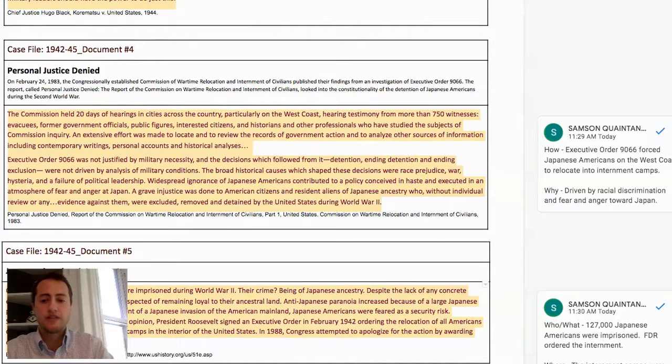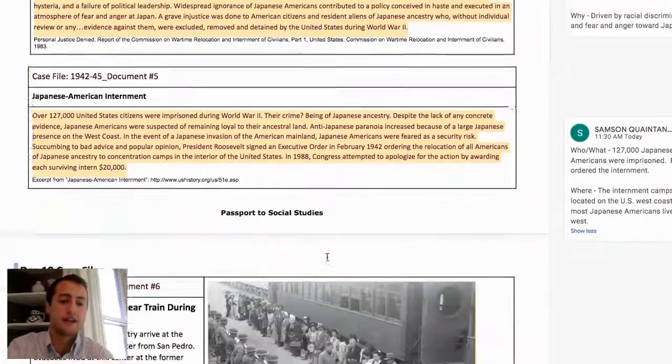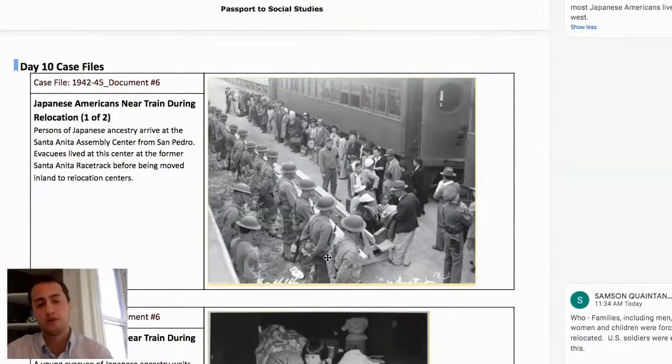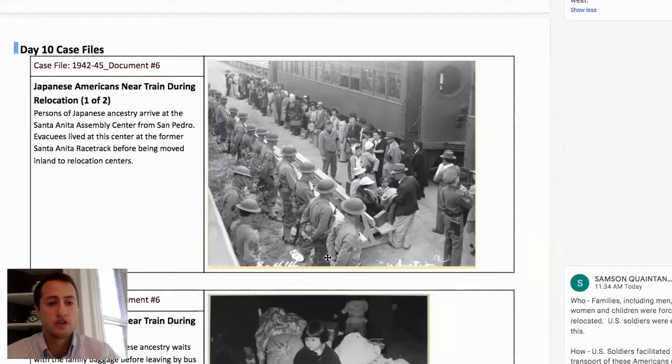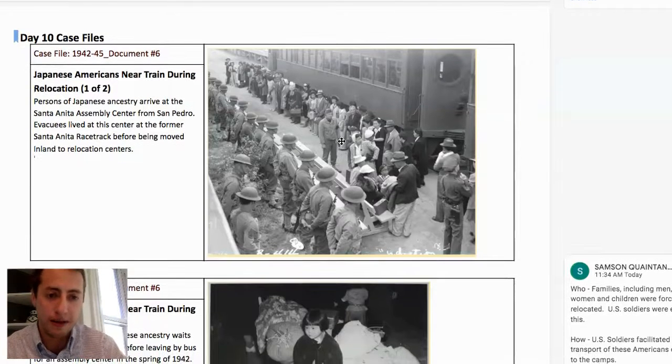So you would have students add all this information to their chart in this Google Doc. On day 10, you've got your 5 images. The first 2 are Japanese Americans being relocated. It really drives home that this wasn't just men. This was families. This was young children. They were forced to move with all of their belongings. It also really drives home that the military was behind this and carrying these orders out.